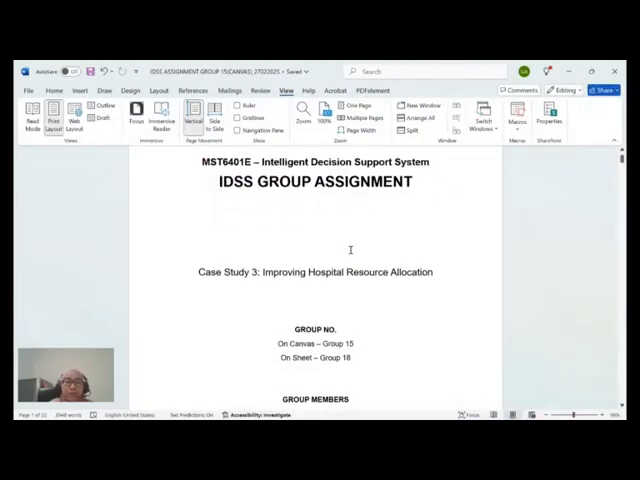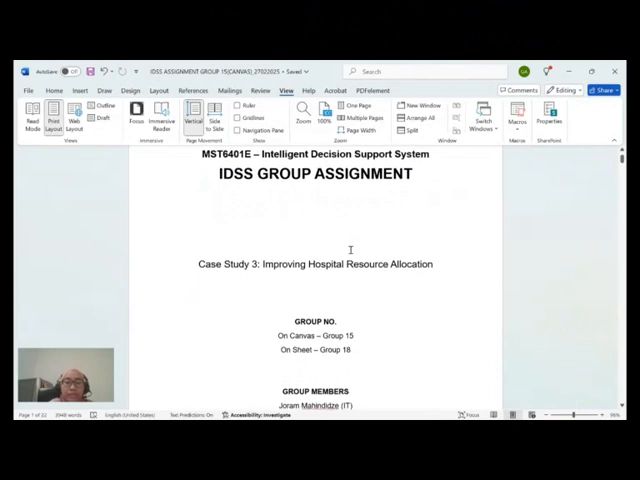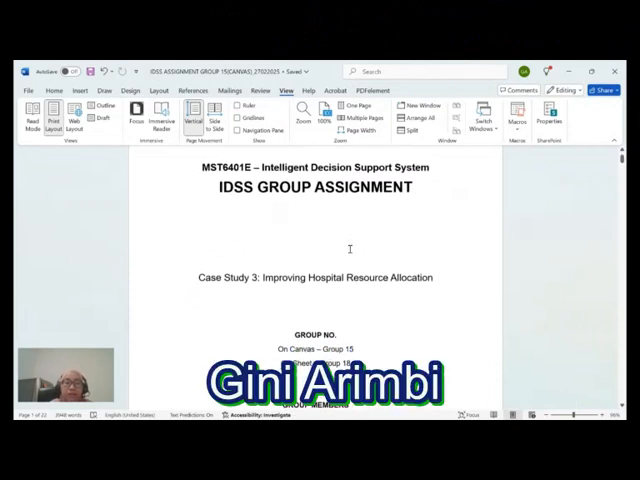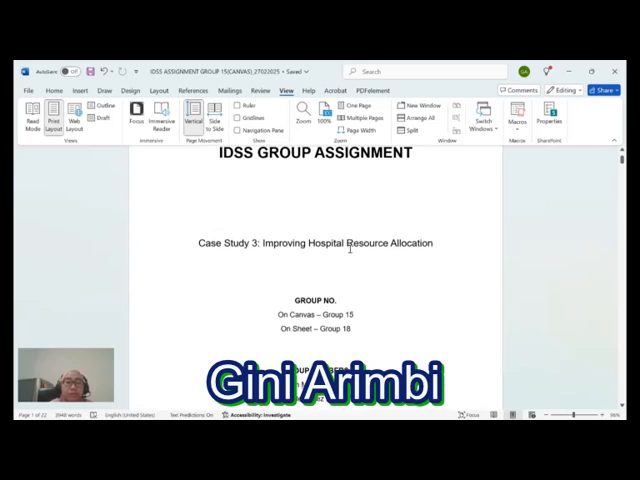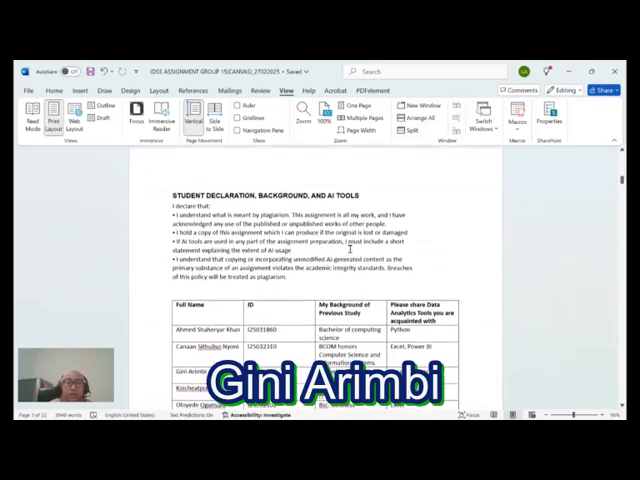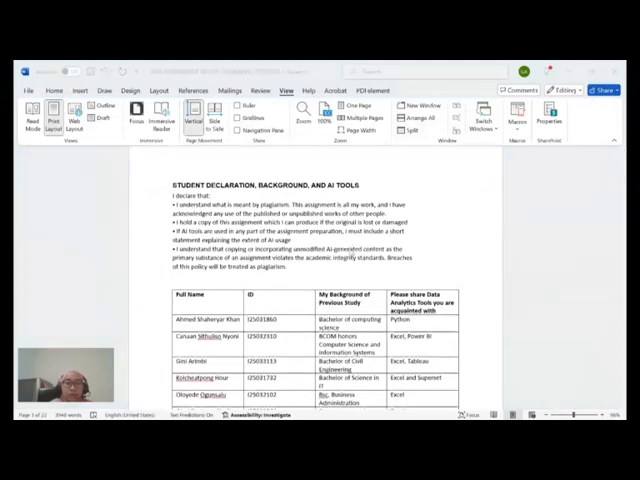Hi, we are from group 15, and our case study is number 3, improving hospital resource allocation. My name is Gini Arimbi. I have a non-IT background, and I would like to explain my parts, which are the background and the literature study. Okay, so starting with the background.